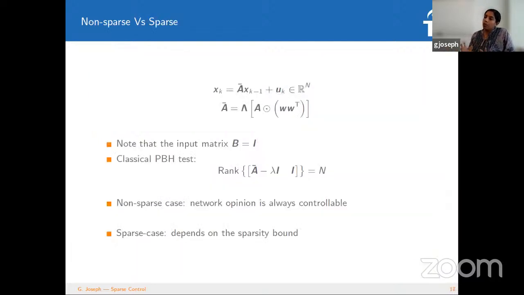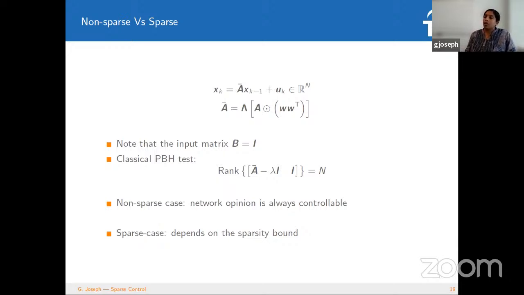So let's compare this model with what we have seen so far. In our model, we had an input matrix B, but here we don't consider that. So the input matrix B is nothing but the identity matrix. And if you apply the classical PBH test here, with B equal to identity matrix, in other words, we are always concatenating an identity matrix with something else. Then the rank of the whole matrix is always n, because there's an identity matrix that is always full rank. So the rank of the matrix which comes from the PBH test is always full row rank. So the system is always controllable. So if you don't put any restriction on the manipulator, this particular network opinion system is always controllable. But what happens in the sparse case?